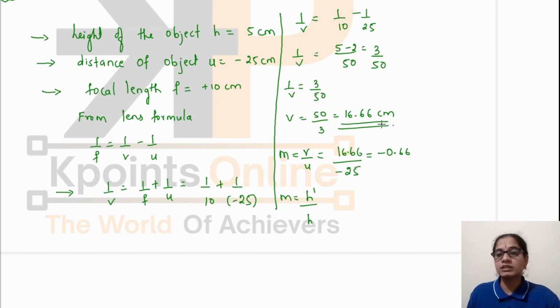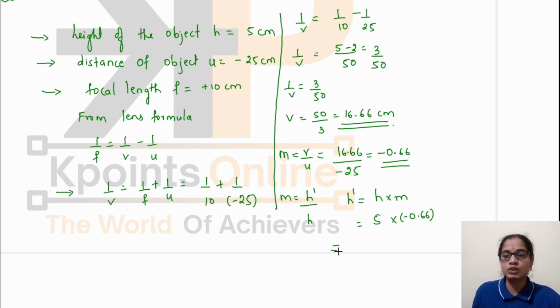From this, we can calculate the height of the image formed. Right now, we know the distance of the image, but we don't know the height of the image formed. So, height of the image can be related as h into m. We know height of the object, which is 5 cm. And magnification we have calculated here. It is minus 0.66. So it will be approximately minus 3.3 centimeter. This negative sign indicates that the image is formed inverted. It is formed below the principal axis. So it is obtained in the negative sign.